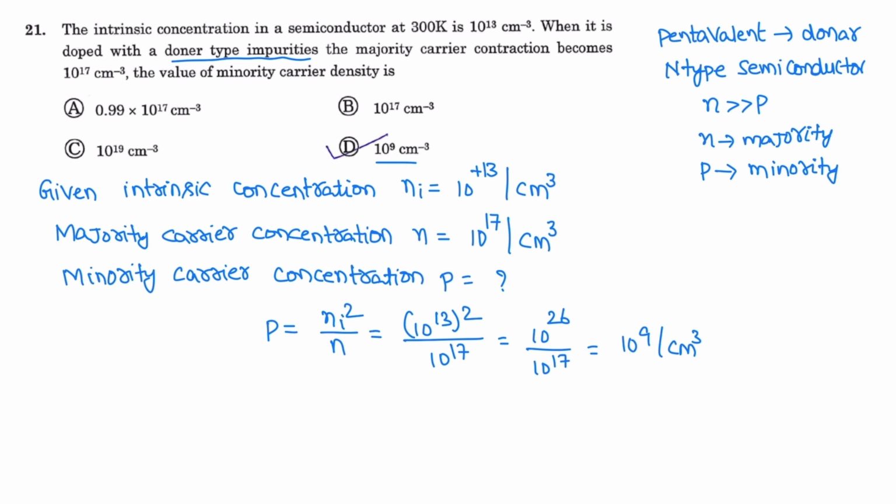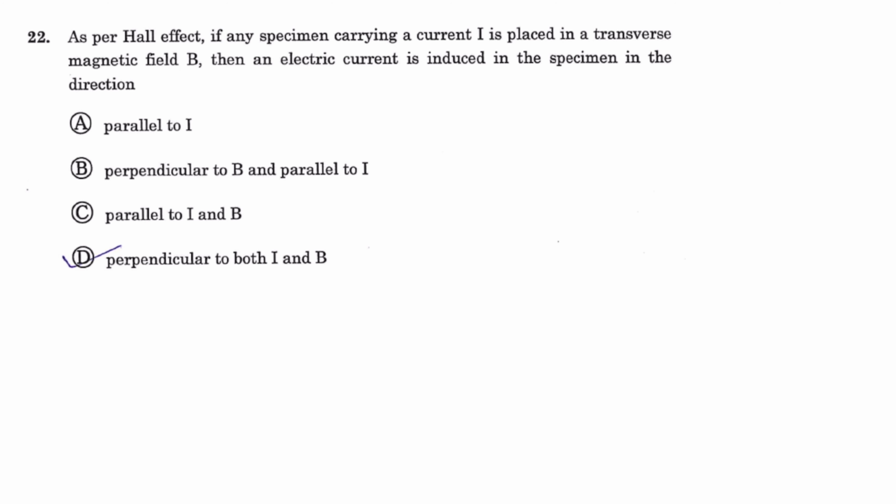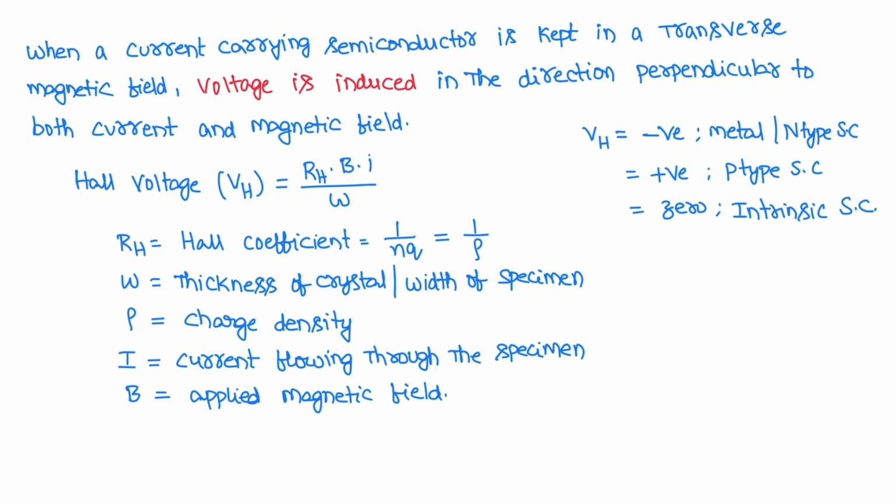As per the Hall effect, if a specimen carrying current I is placed in a transverse magnetic field, then the voltage induced in the specimen is in the direction perpendicular to both current and magnetic field. So let us see Hall effect here. When a current carrying conductor is placed in a transverse magnetic field, an induced voltage appears, and because of this induced voltage, currents will flow. This induced voltage is in the direction perpendicular to both magnetic field and current.